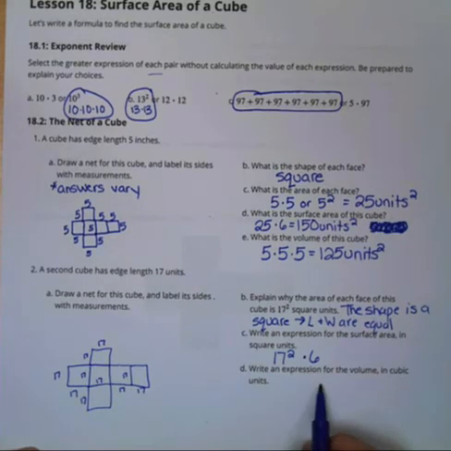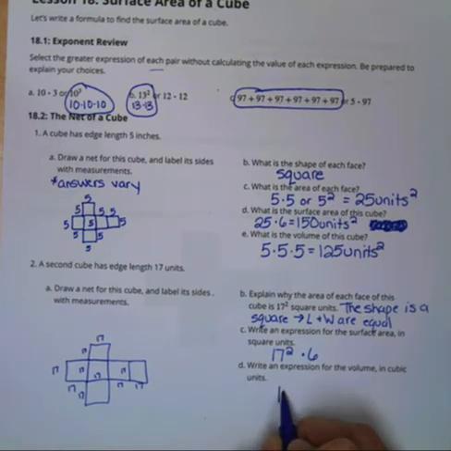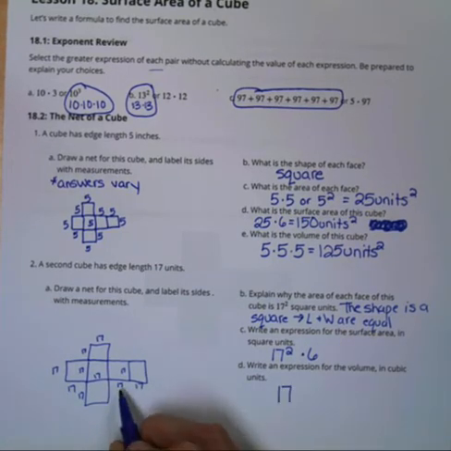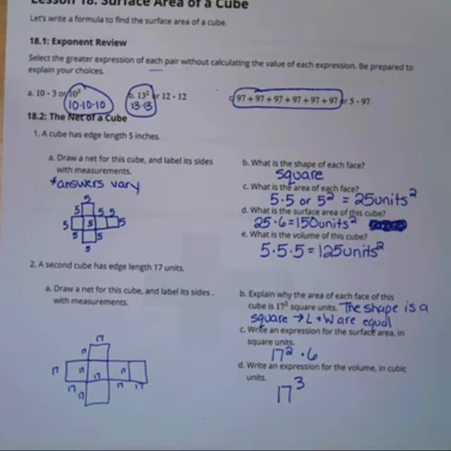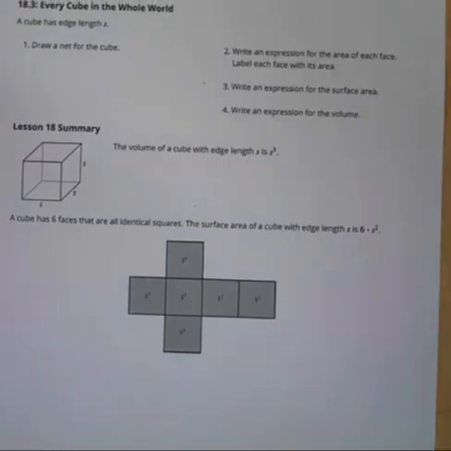Write an expression for the volume. Volume is length times width times height, so 17 cubed. When you're ready, you can flip the page. This is a very short lesson compared to the last couple that we have been doing.